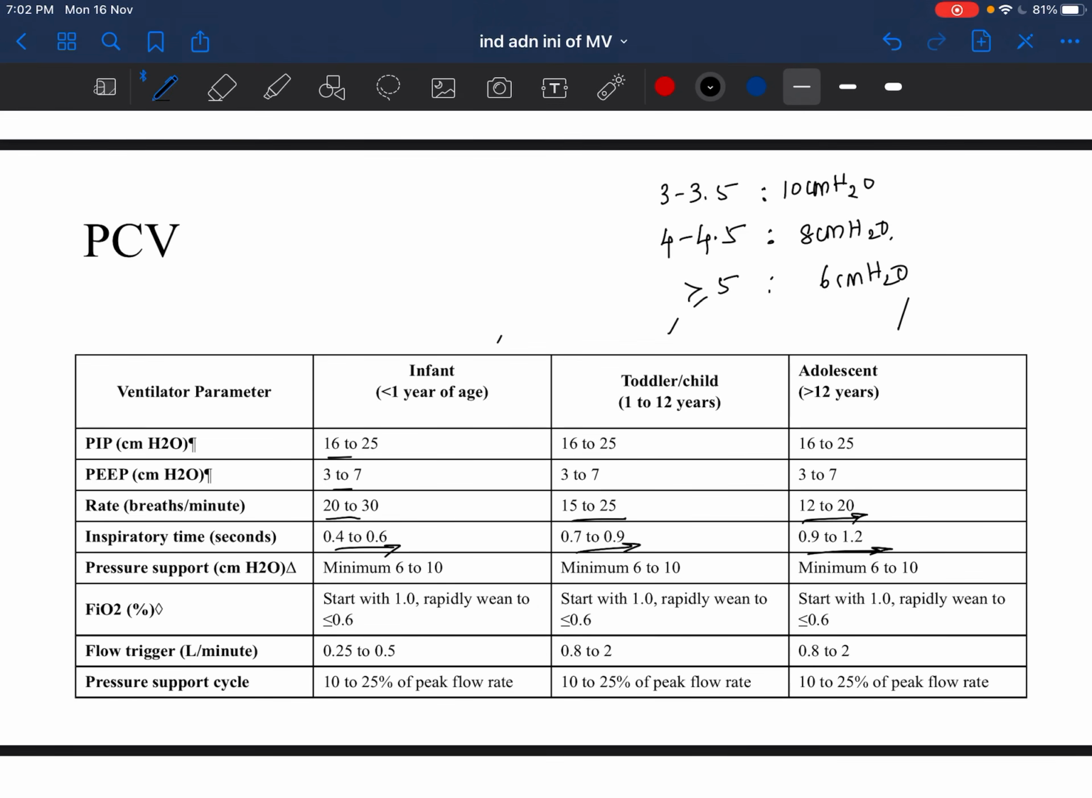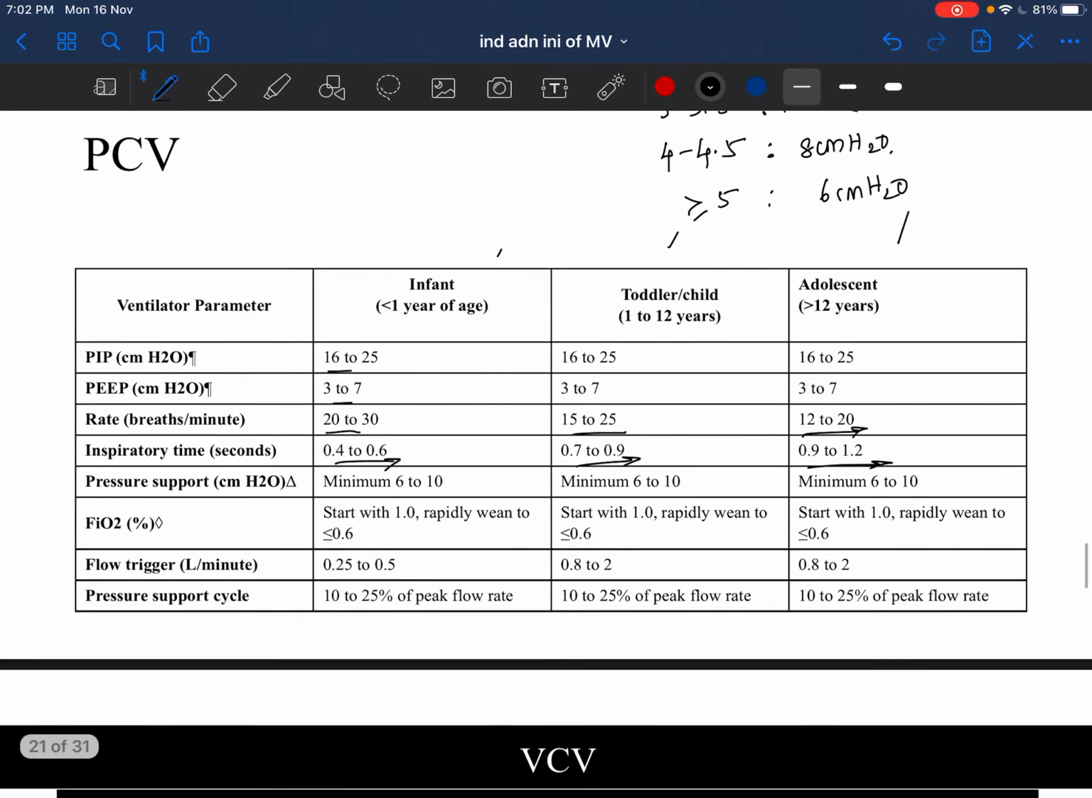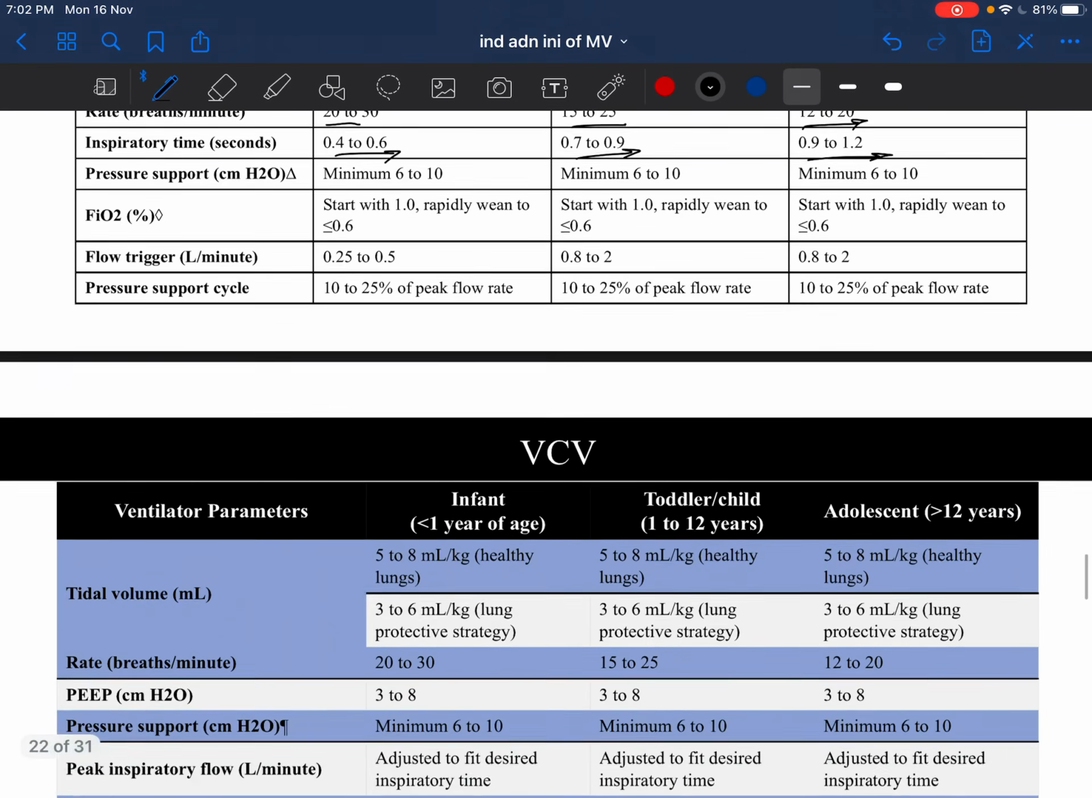Okay, so all of what we discussed are just to give you an idea to start out maybe. Then the later adjustments will depend upon how the patient is improving or deteriorating. So this is about your pressure controlled ventilation.